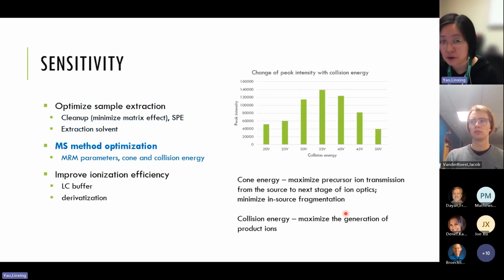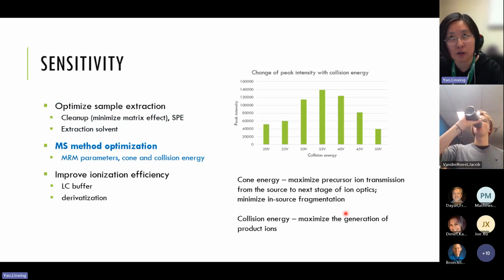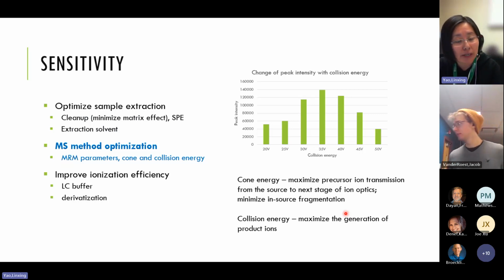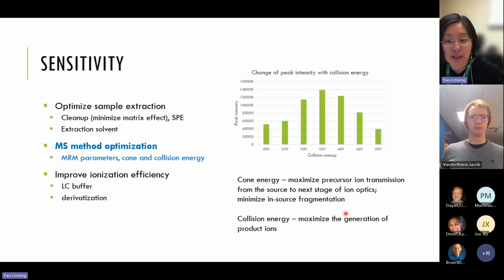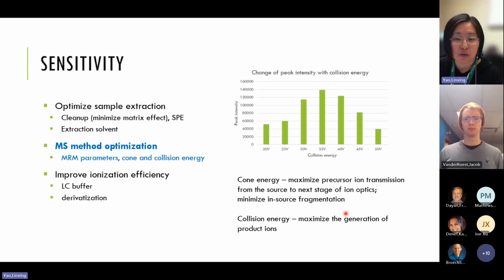Earlier, when we talked about MRM method setup, we said that we need to specify the cone and the collision energy within the MRM method. Cone energy can maximize precursor ion transmission from the source to the next stage of ion optics and can minimize in-source fragmentation. Collision energy optimization can maximize the generation of product ions.